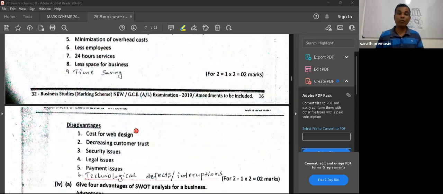And then technological defects. Now, if you are facing data problems or electricity problems, you are unable to join the class. These are also problems with regard to online education. Even where online marketing and trading are concerned, there are technological defects or interruptions.